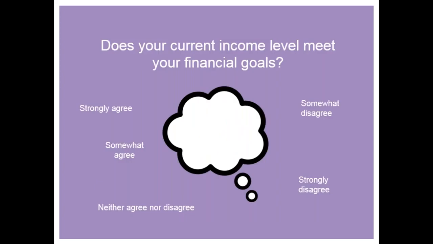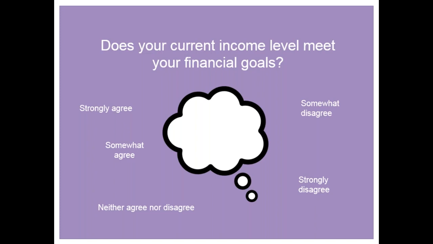All right, great. Let's take a moment to reflect on this question. Does your current income level meet your financial goals? So go ahead and type into your questions box right now. Does your current income level meet your financial goals? The choices would be strongly agree, somewhat agree, neither agree nor disagree, somewhat disagree, or strongly disagree. Take a moment and reflect on that question.